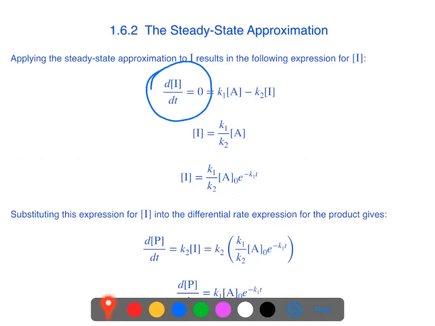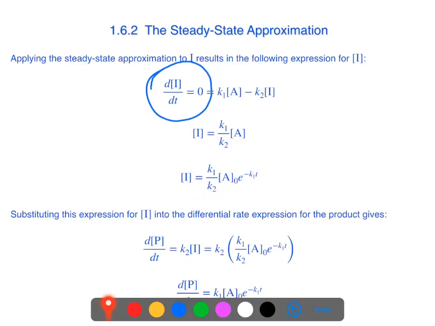And like we've seen previously, we can substitute for the concentration of A with the integrated rate law for a first order reaction. Because this is an elementary step, we see the molecularity, it's clearly first order, and so we end up with our concentration of I being equal to the ratio of the rate constants multiplied by that exponential expression, so [A]0 e^(-k1t).